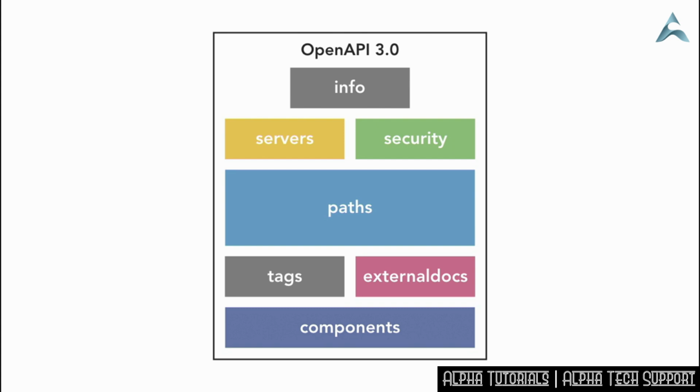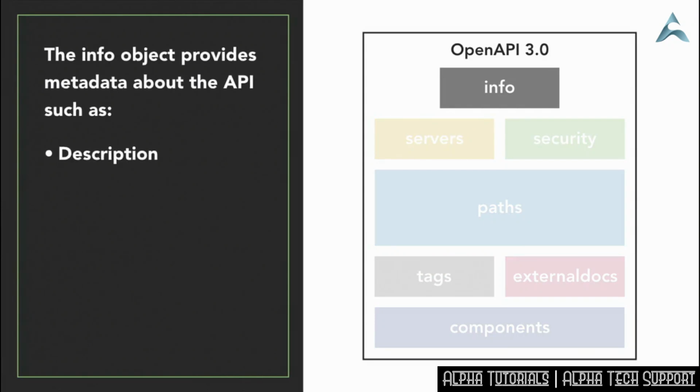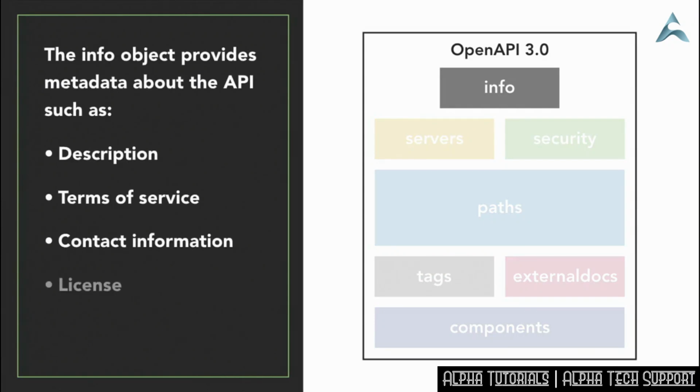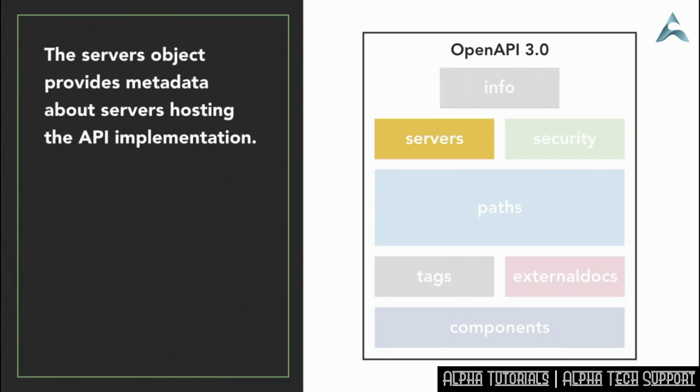However, the paths and components objects are arguably the two most important within an API definition. We'll do most of the work within these sections throughout the course. We've had a glimpse at the info object. It contains general API information such as a name and description for the API. It also allows us to provide other details like the developer's contact information and a link to the license for the API. The servers object can identify the URL and a description of the servers hosting the API.